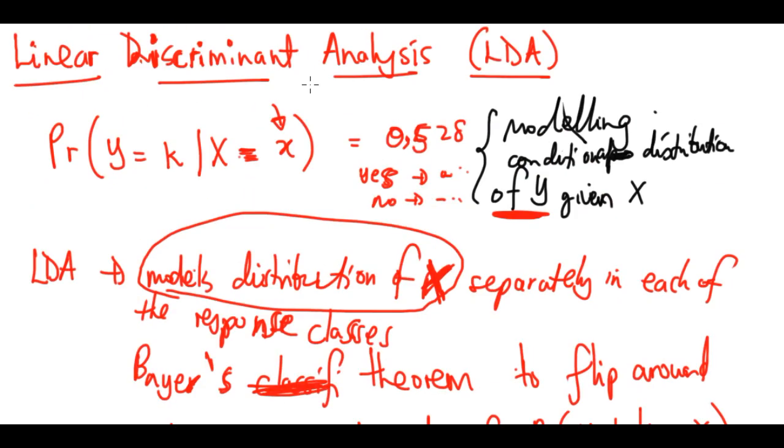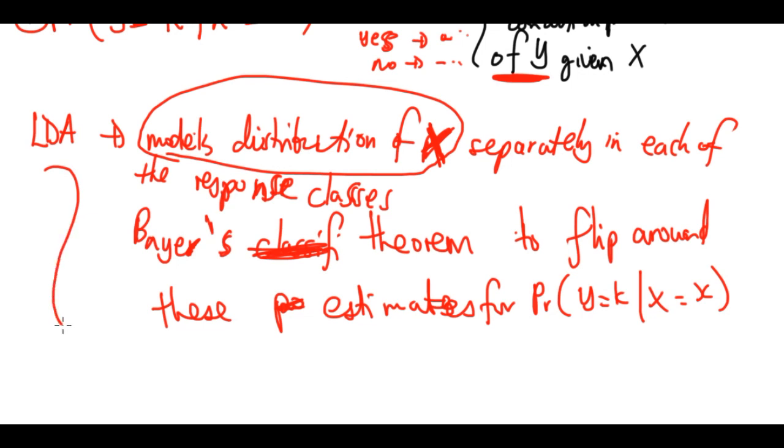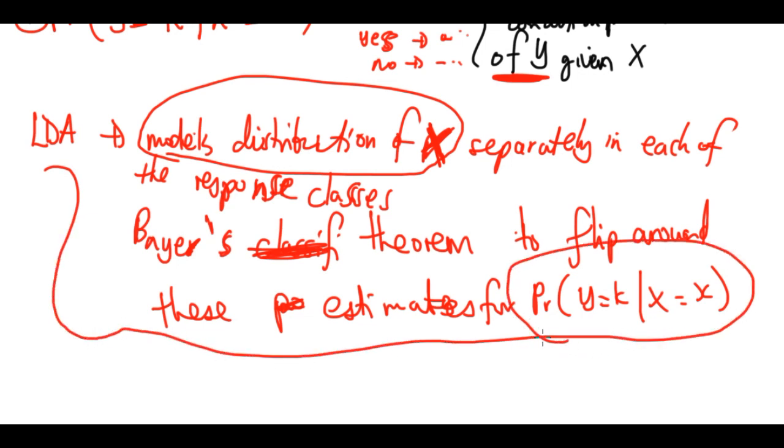The difference between logistic regression and LDA is that logistic regression models this probability directly, but LDA tries to go around and then flips whatever we do to get the estimation for the probability. That's what it does, and we're going to see how it does that.